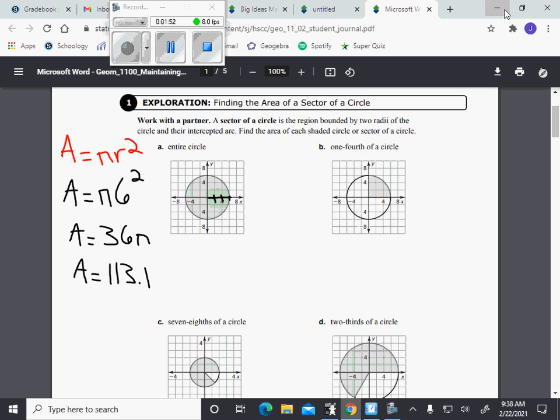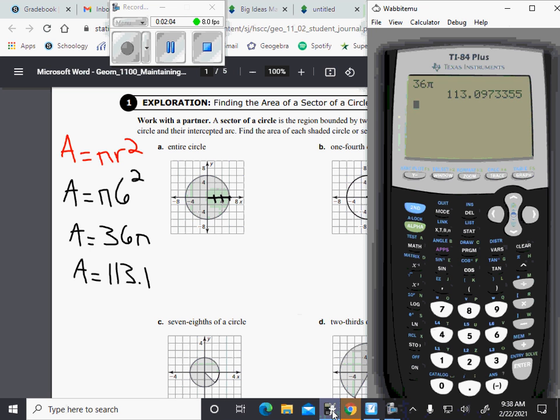B says 1/4 of a circle. Well, what's our radius? 2, 4, 6. So it's the same circle, and we just want 1/4 of that. So we're going to take our area and multiply by 1/4, or multiply by 1, divide by 4. You'll get 28.3.